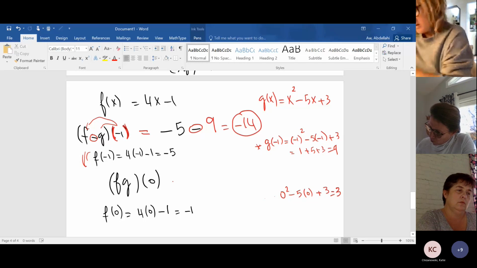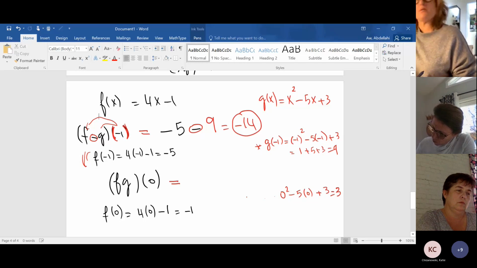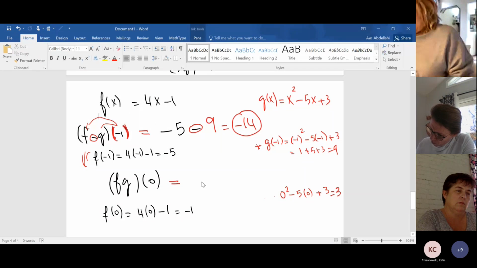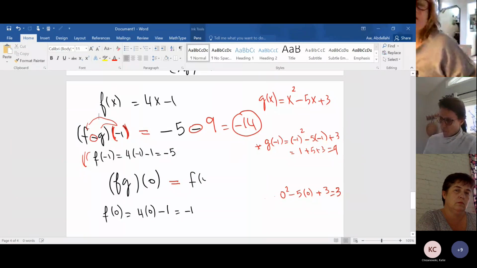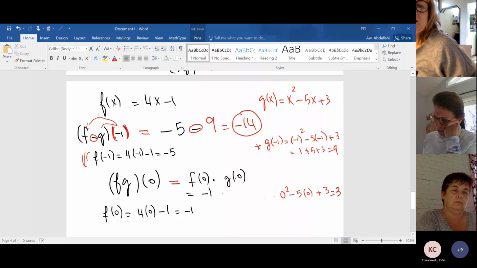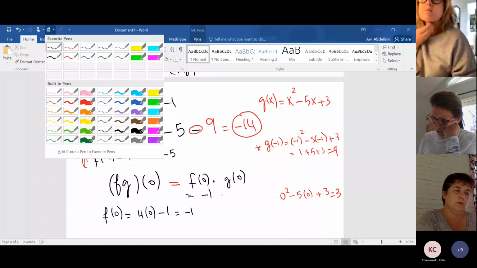Now, what are you going to do to both numbers now? So now you do multiply them though, right? Exactly. Now you multiply, because by definition this is f of 0 multiplied by g of 0. We did the math. F of 0 is -1. G of 0 is 3. So we're going to multiply them. It's going to be -1 times 3, which is -3.